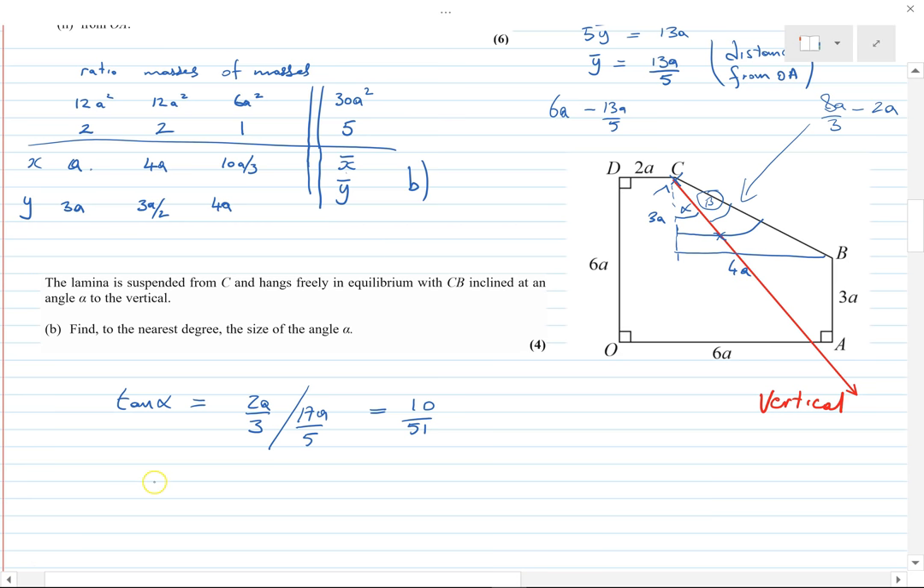So this whole angle here is easy to work out, because it's equal to tan minus 1 of 4 over 3. So the required angle beta is equal to that whole angle there, which is inverse tan or arctan of 4 over 3, take away the angle alpha that we have here, which is tan minus 1 of 10 over 51. And to the nearest degree, that's equal to 42 degrees.